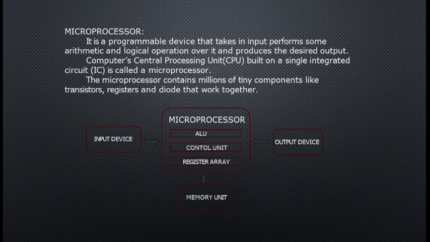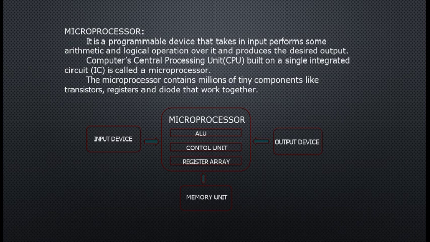Microprocessor. It is a programmable device that takes input, performs some arithmetic and logical operations over it, and produces the desired output. A computer central processing unit (CPU) built on a single integrated circuit is called a microprocessor. The microprocessor contains millions of tiny components like transistors, resistors, and diodes that work together.